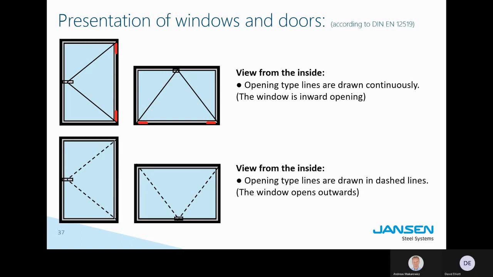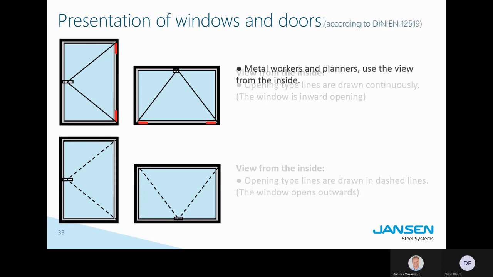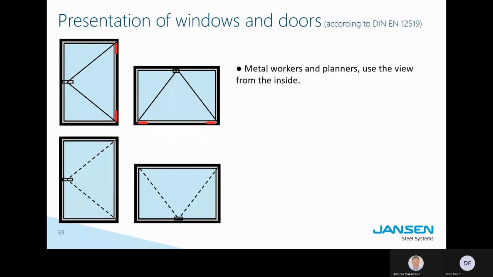All the catalogs, all the drawings in the catalogs that we have in the Janssen world have the perspective of the metal worker. So what I'm showing you is from the catalogs. So the line's clear? Yep, makes sense. Okay. Again, metal workers and planners use the view from the inside, architects from the outside. So this is exactly reciprocal.